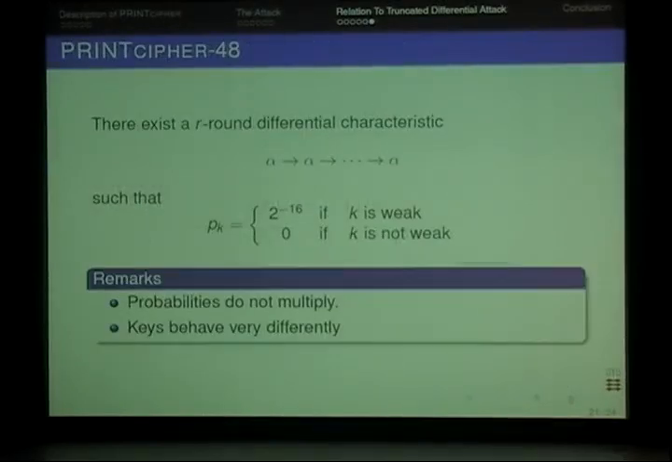And actually you can show that there exists an R-round differential characteristic such that the probability is either 2 to the minus 16 for any number of rounds or 0. So depending on if the key is weak or not, you either get probability 2 to the minus 16 if the key is weak, or probability 0 if the key is not weak. So this is coming back to what I started with in this section. So here probabilities do not multiply, so it's independent of the number of rounds, and they are very key dependent. So depending on the key, the probability is very different.